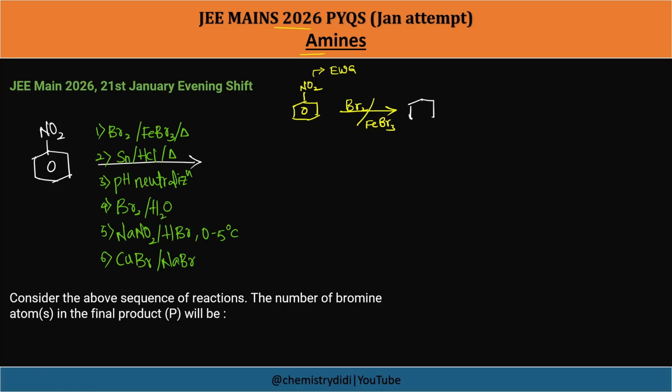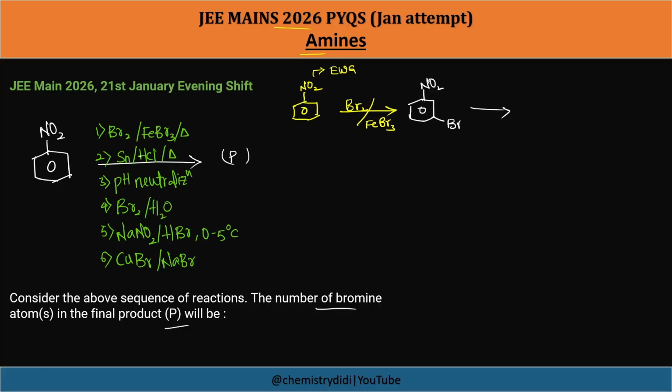So here we'll get NO2, and here on the meta position bromine will get substituted. And basically the question is asking about the number of bromine atoms in the final product P. So after solving this whole conversion we'll get product P, and we need to tell how many bromine atoms are there in that particular product. Okay, so that is the question.